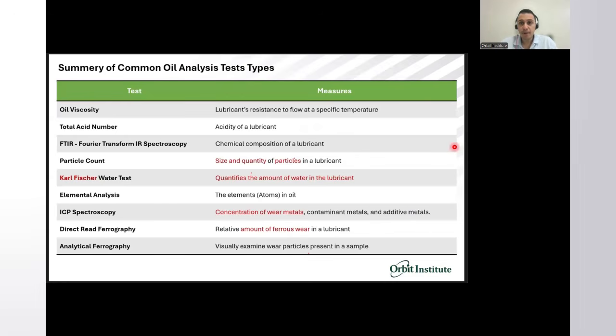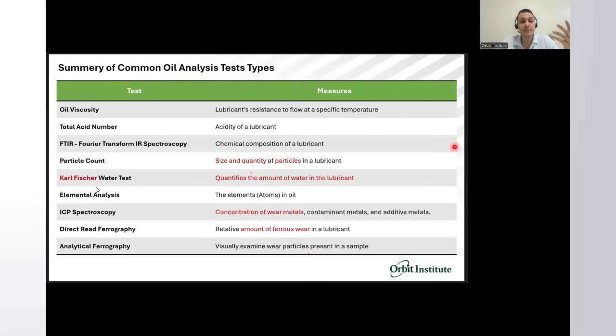This is a very quick summary of the most common oil analysis laboratory tests. The laboratory can test your oil viscosity. It can test the total acid number. There are a couple of tests like the FTIR, a very well known test, which tests the chemical composition of your lubricants. Of course, you will know much more about each and every test if you attended a machinery lubrication analysis course. Particle counting measures the size and the quantity of the particles in the lubricant.